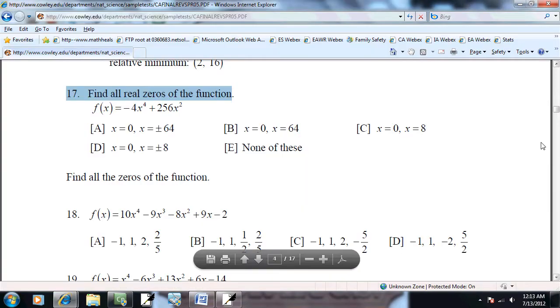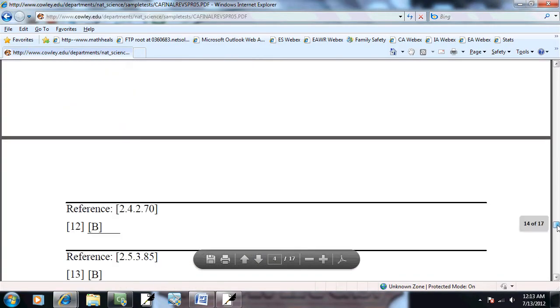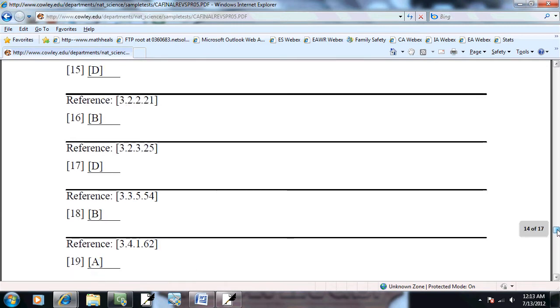So let's check that, 17D. And it checks.